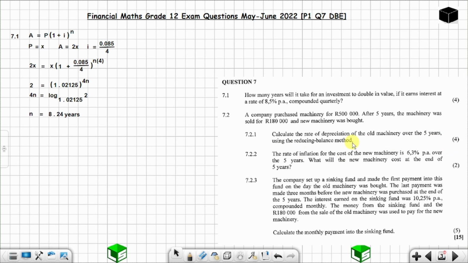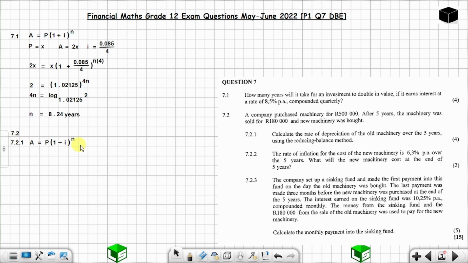So these are the keywords that you have to check: depreciation and reducing balance method. Reducing balance method means you are going to use the compound decay formula. For 7.2.1, you are going to use this formula. You can see you don't have plus, you have minus, because you have depreciation and the reducing balance method.